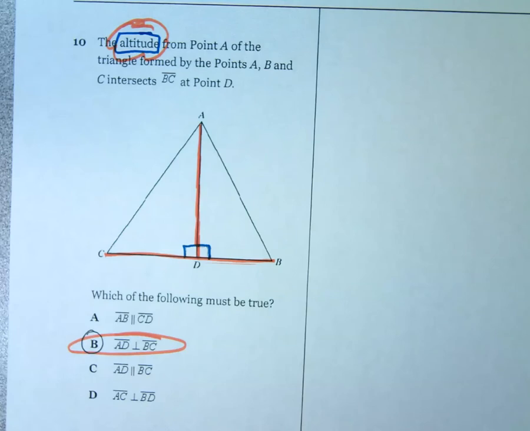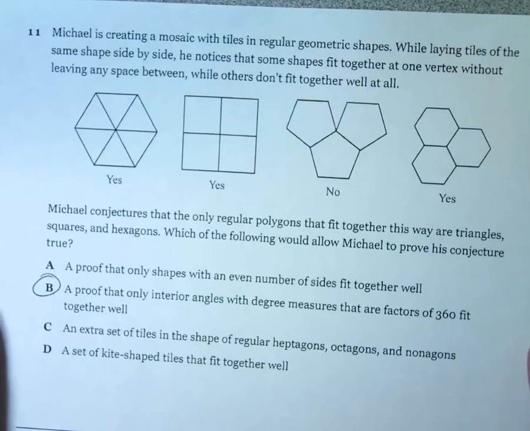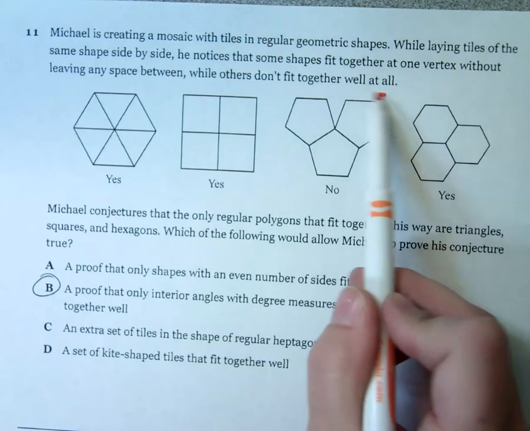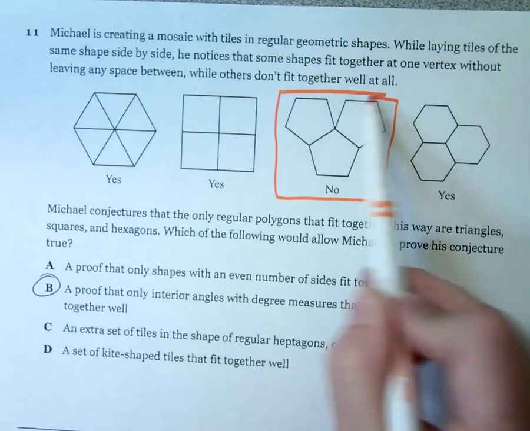Okay, moving on. Number 11 has to do with our tessellations that we played around with earlier in the year when we had our little pieces and we tried to put them together to see if they would tessellate. And remember, the pentagon is the one that doesn't tessellate.